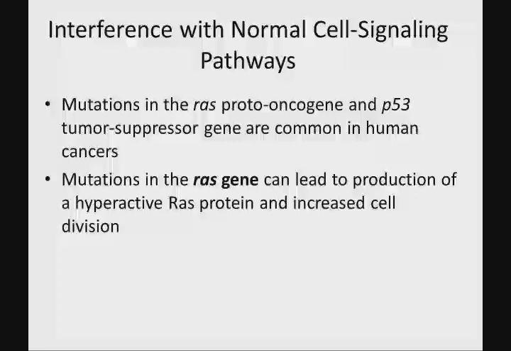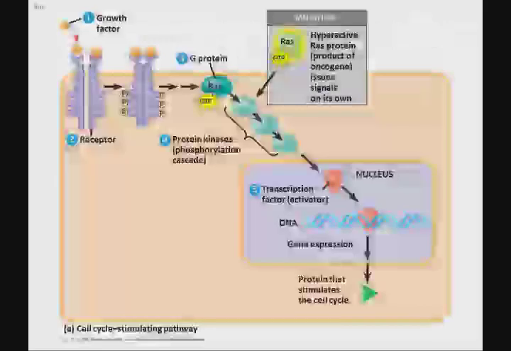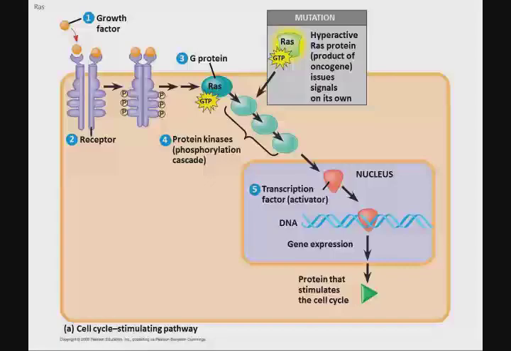So the RAS gene is a proto-oncogene that when it breaks, it can oftentimes lead to a hyperactive protein. So if we look at the G protein RAS, if it has a mutation, it's going to be on all the time. So when it's on all the time, it's sending a signal down the signal transduction cascade to say, hey, DNA, you need to turn on these genes that make proteins that stimulate the cell cycle. So normally it would need the input from the growth factor and its corresponding receptor.